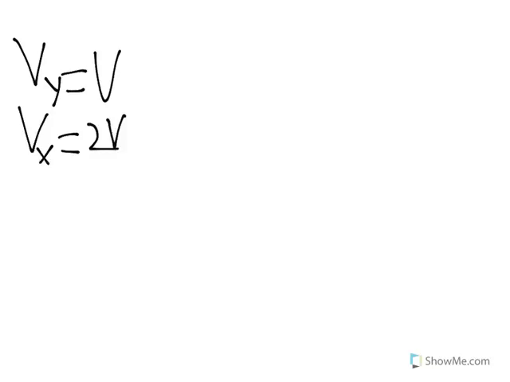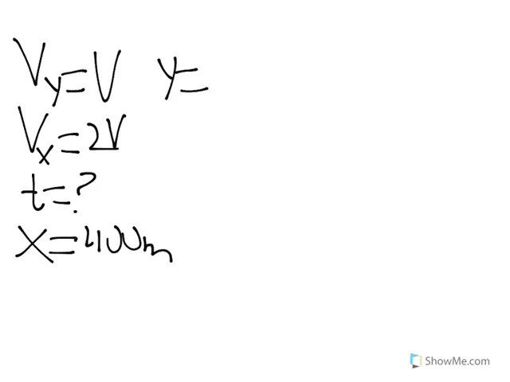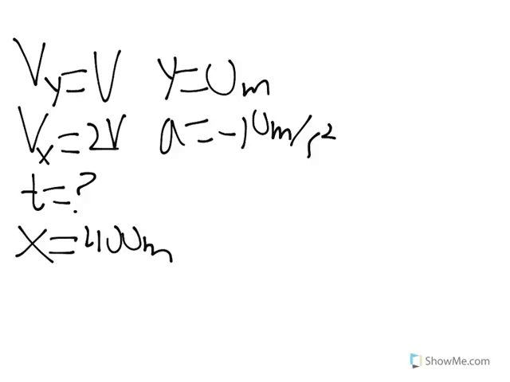Like before, we can calculate time. Now this time, time is going to be calculated in terms of a variable, because v sub y is just called v, some arbitrary variable for velocity. V sub x is 2v. Time is unknown. X is known at 400 meters. Y is known at 0 meters. And acceleration is known, negative 10 meters per second squared. So now we can start plugging stuff in.